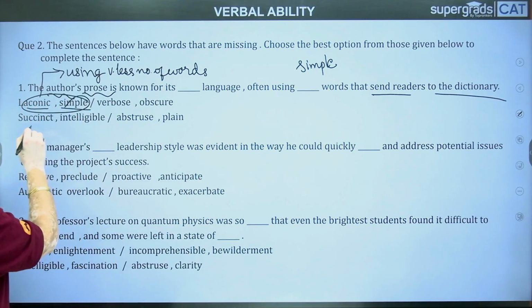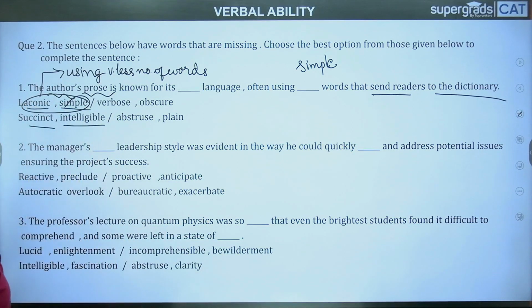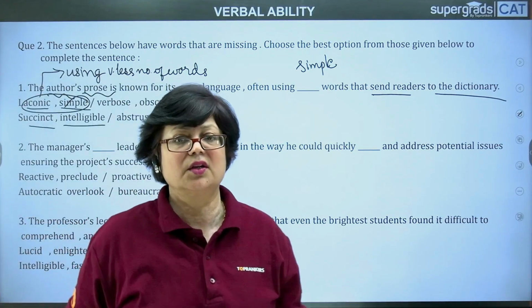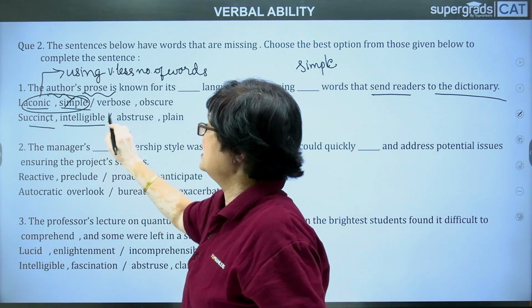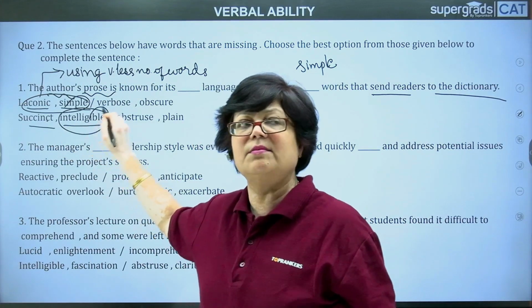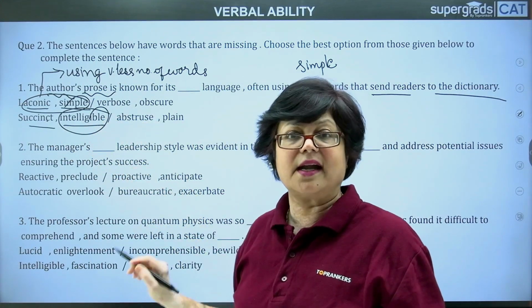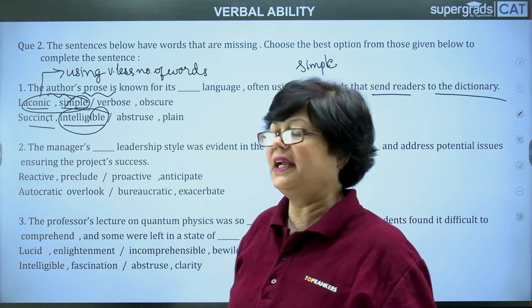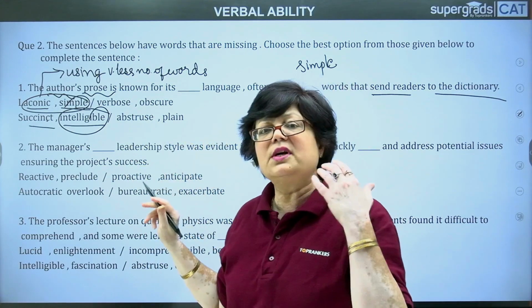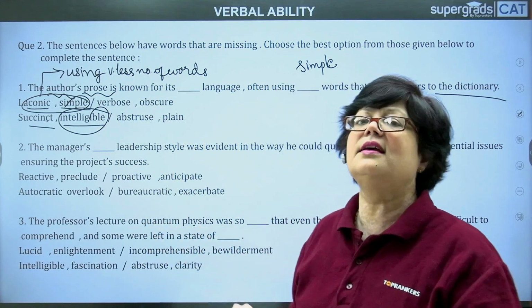Coming to this, succinct and intelligible. Succinct is talking about things in a very pithy manner, in a very short and sweet manner. That is succinct. And intelligible means the meaning you are able to understand, you are able to comprehend. We want to look for such an option where the difficulty is being shown.